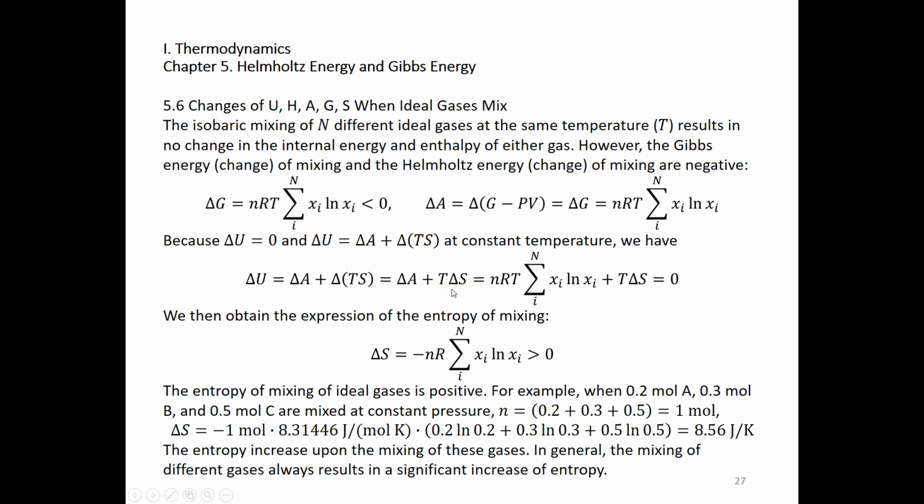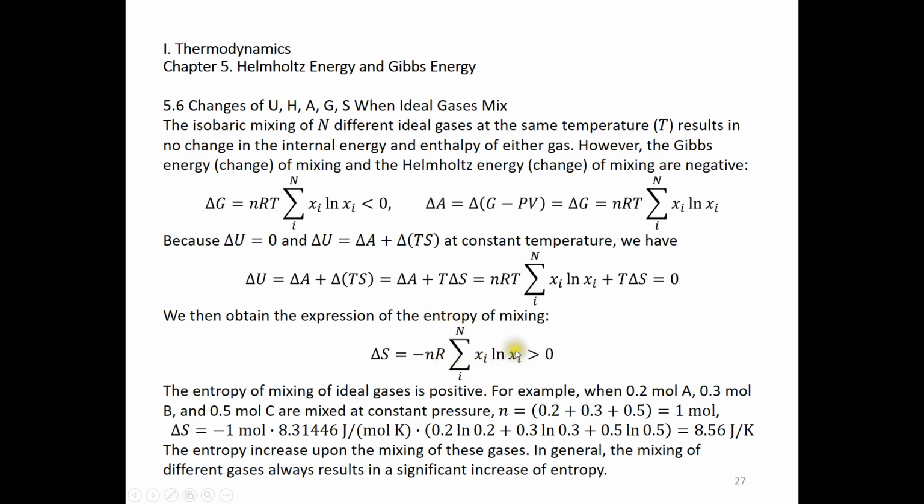And now we can just plug in the values. Delta U is 0, so delta A plus T delta S is 0. And delta A is this nRT times the sum of xi ln xi. So over here, this is delta A plus T delta S is 0. Using this equation, we obtain the expression of the entropy of mixing. It's negative nR times the sigma, or the sum of xi ln xi.